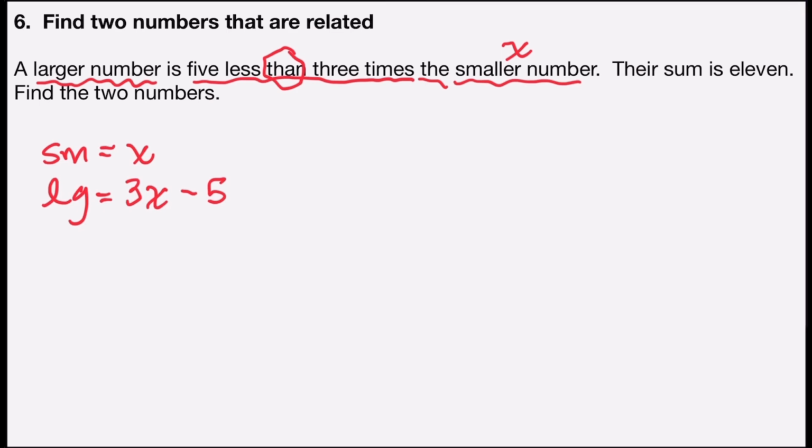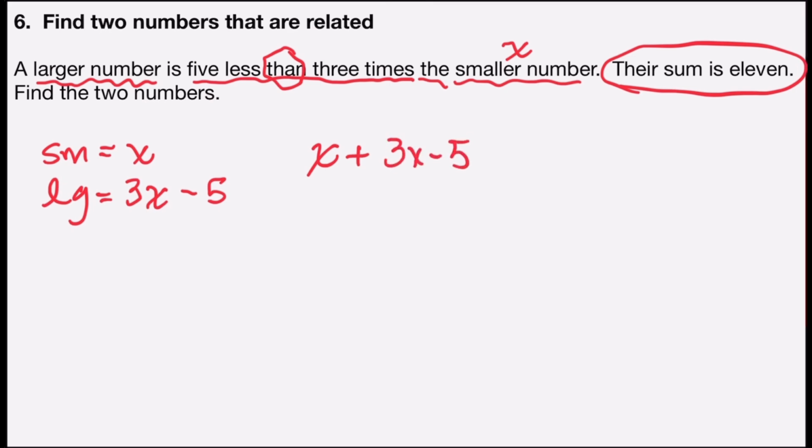Now I'm going to use translation to write the equation. This is the sentence. Their sum, meaning the smaller number plus the larger number, is 11. So the smaller number x plus the larger number 3x minus 5 is 11. So I found my is, which is the equal sign. The left side is the sum, which means we're adding them together, and the right side is 11.